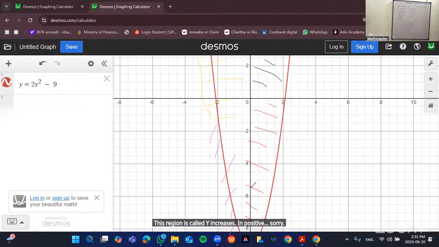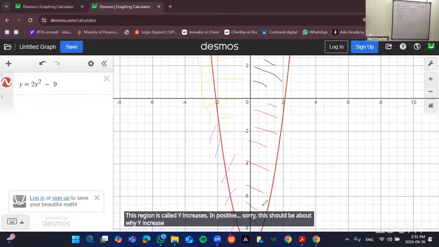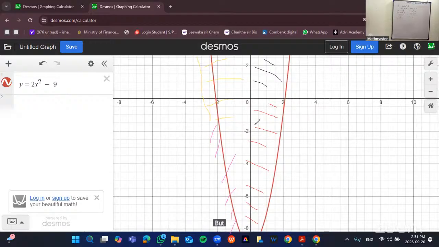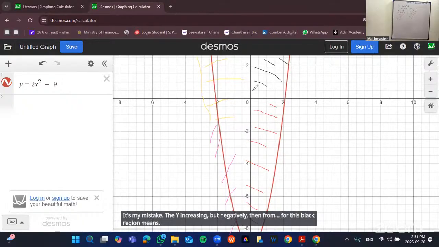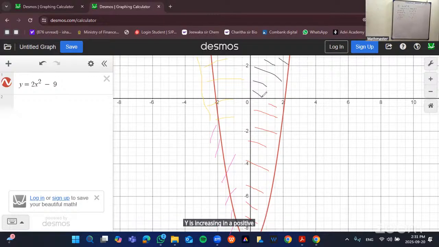Sorry, this should be y increasing. The function should increase, but in the negative region. Sorry, this red one is y increasing negatively. It's my mistake. The y is increasing but negatively. Then from this black region, y is increasing in a positive direction. Right, so using that rule, we'll see the answer.